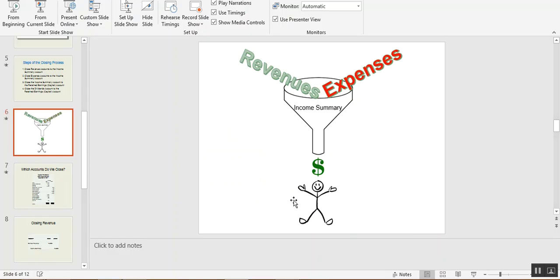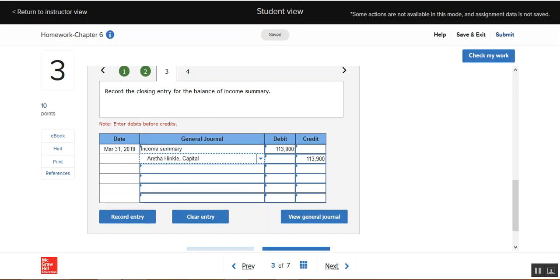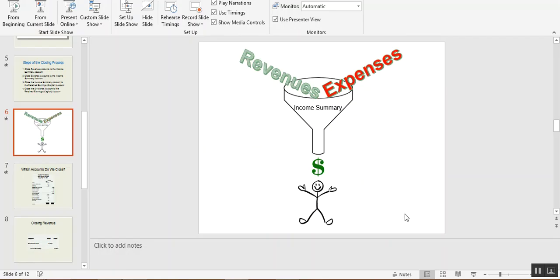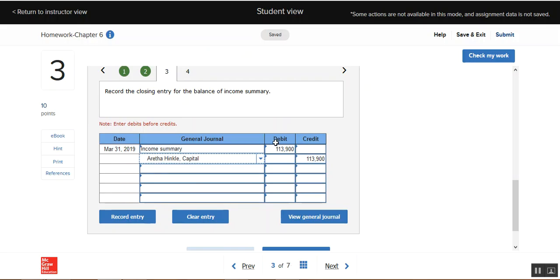And if you recall, there's our, in this case, Aretha, whoever she is, Aretha Hinkle. That's her owner. Her capital's increasing. She's happy. And that's all there is to step 3. That closes out your income summary.